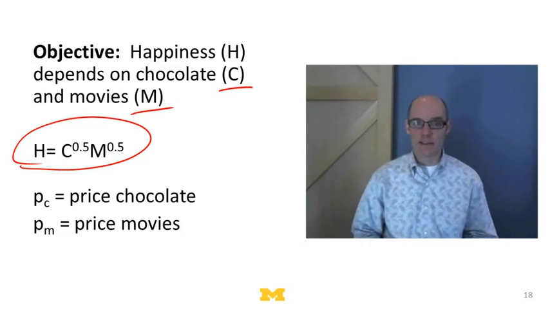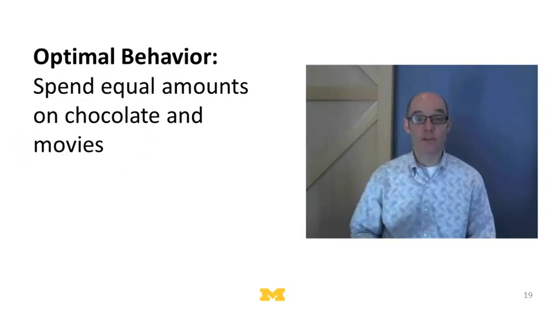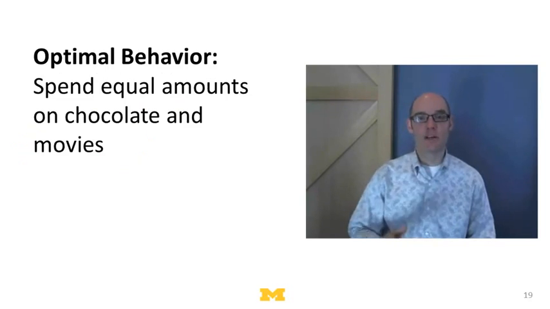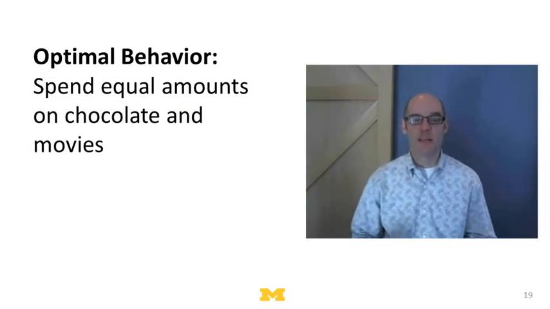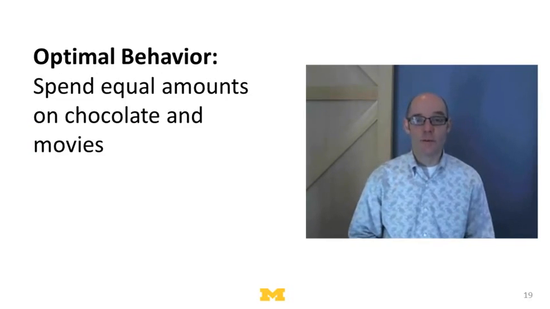And I could sit down and think, okay, what's the optimal thing to do here? And if I actually solve for the optimal thing to do, it turns out I should spend equal amounts of money on chocolate and on movies. And so in some cases, the optimal thing to do is to follow a rule. And so assuming rule-based behavior isn't that crazy of a thing to do.